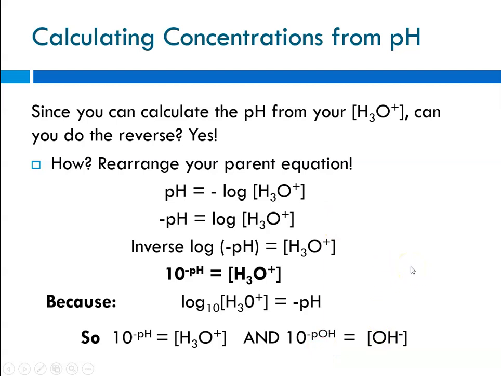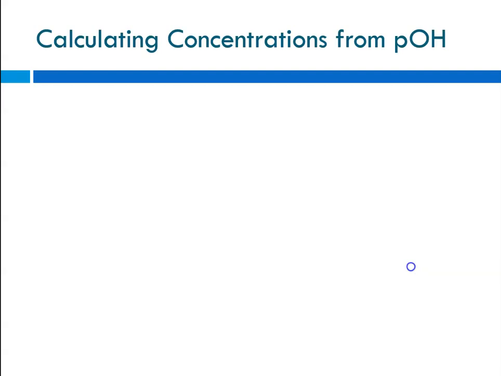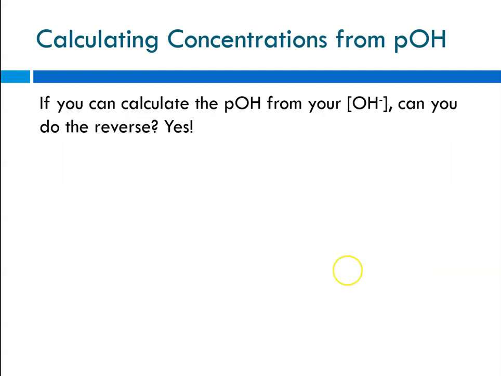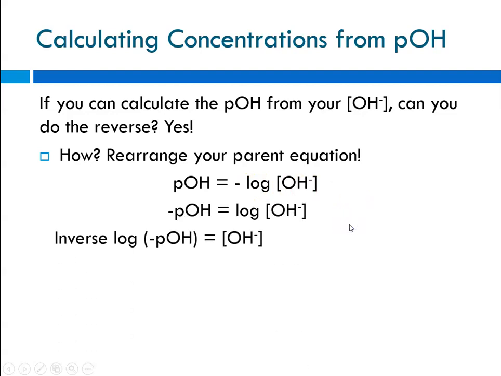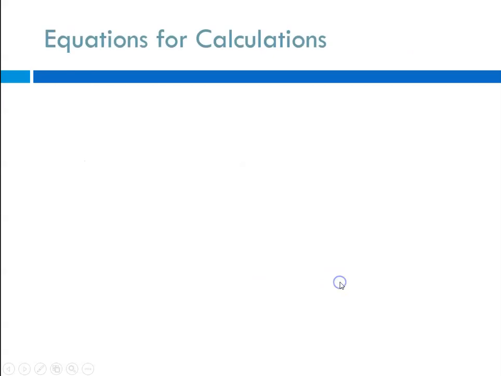It all sounds like a lot of math, doesn't it? Summarizing, if you can calculate the pOH from your hydroxide ion concentration, can you do the reverse? Yes. Again, rearranging your parent equation, the pOH is equal to minus the log of the hydroxide ion concentration. So we can take the anti-log and get 10 to the minus pOH to give our hydroxide ion concentration.